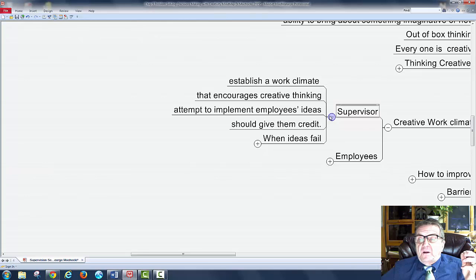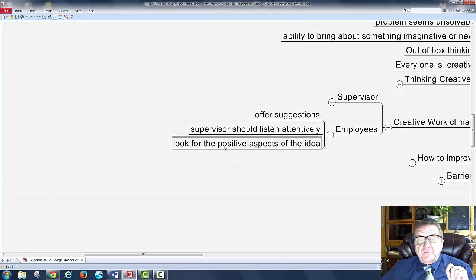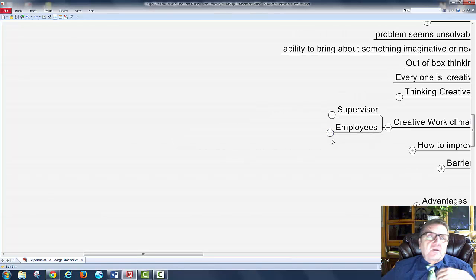Okay? Now, when employees offer suggestions, supervisors should listen attentively and look for positive aspects of the idea, because that also helps with the self-confidence of the team. That also helps with the intrinsic ability of the team. That also helps empower the individual. It does everything else where I want to work for this organization. It's not only for the money. They value my input, and they reward me for the input that I bring in there.